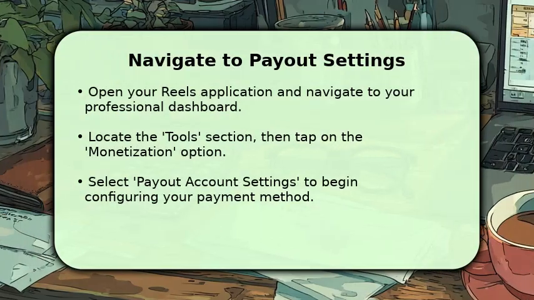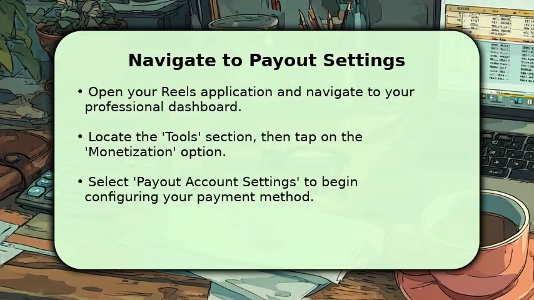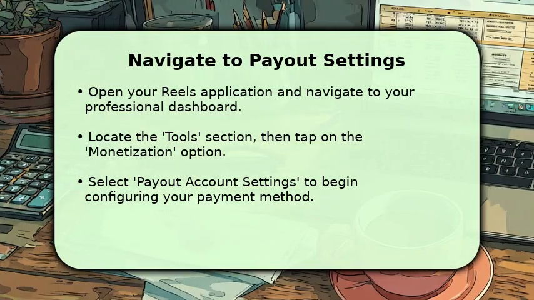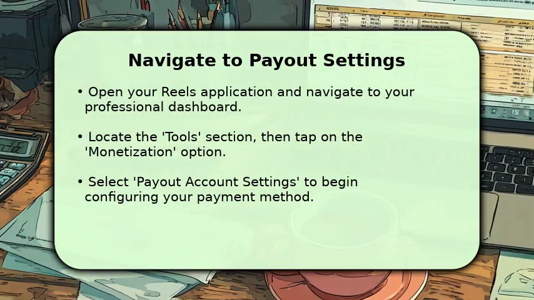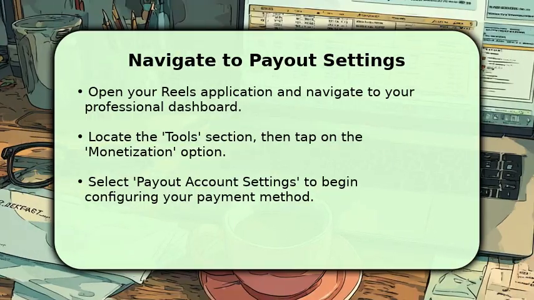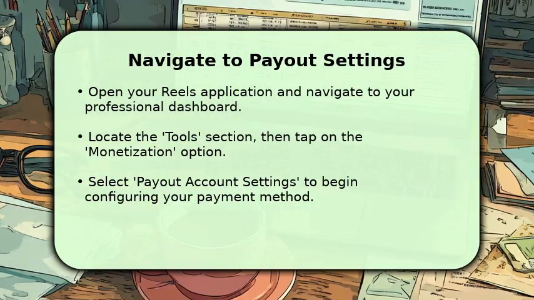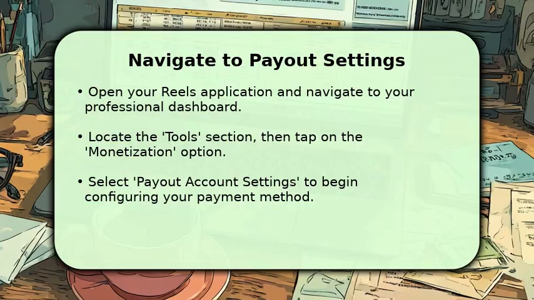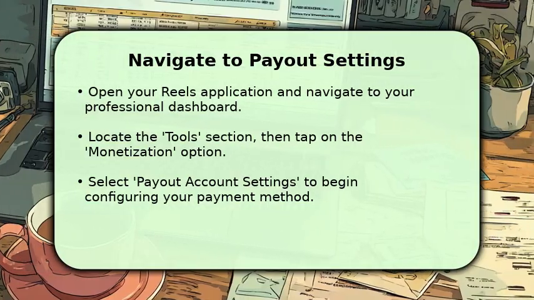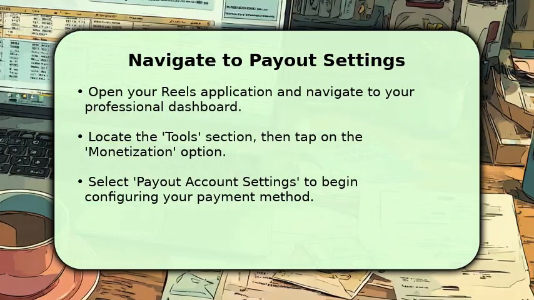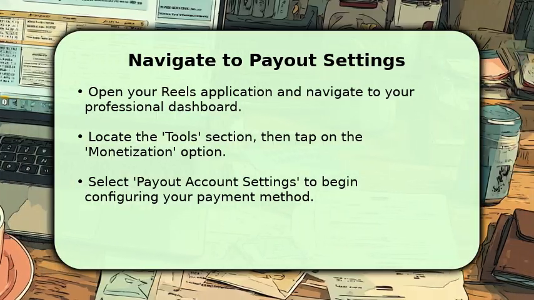Once inside your Reels app, access your professional dashboard from your profile page. From there, locate and tap on the Tools section to reveal additional options for creators. Next, you will see Monetization. Select this, then proceed to Payout Account Settings. This is where you can manage how you receive your earnings from the platform.